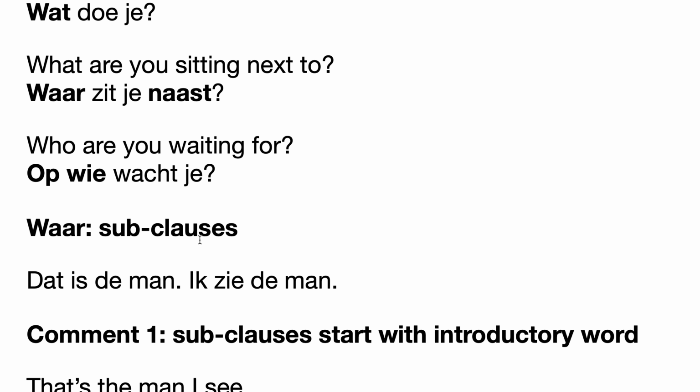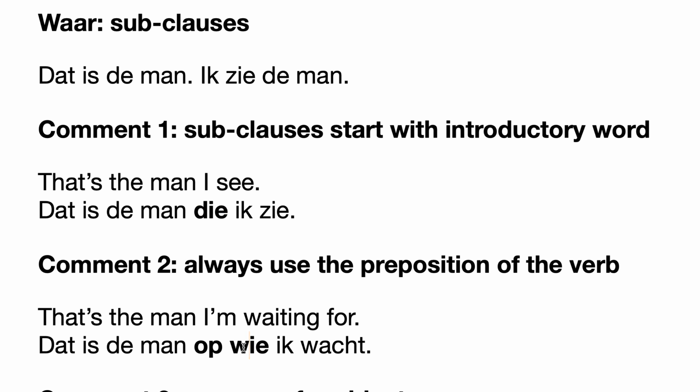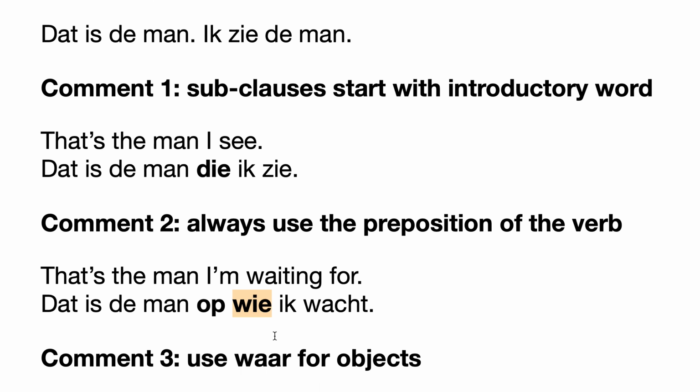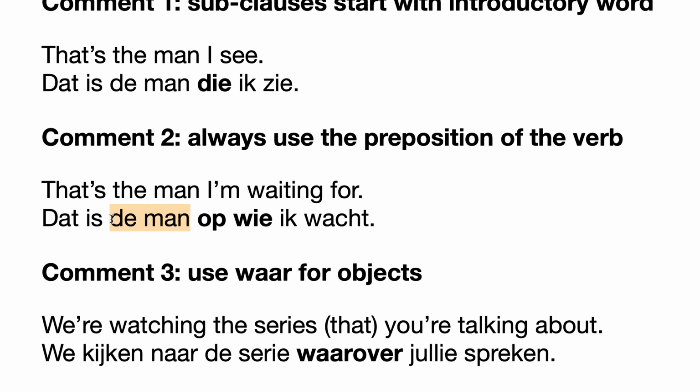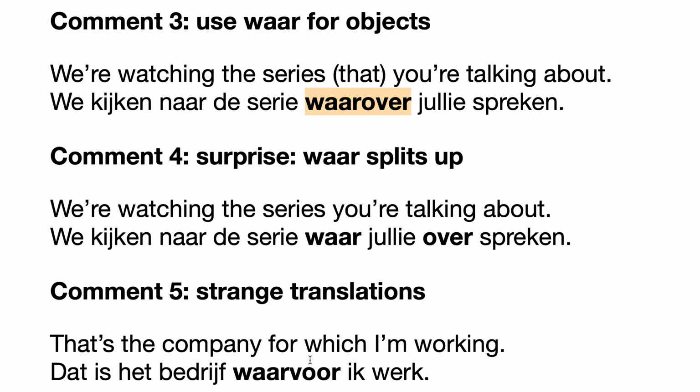There are some subclauses. You always have to use a little word to introduce a subclause in Dutch. If you're talking about a person, again, put the preposition first and then the wie after. If you're talking about objects, here, this was a person. If you're talking about something that is not a person, then use waarover or waar plus the preposition that can split up. Do not make things more complicated than they are, and they're already complicated enough. Simply use waarvoor if you see for which or other combinations.